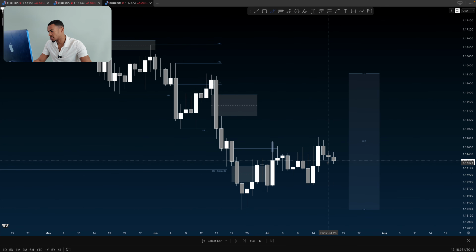So now sooner or later, what we should see on the euro is price either dump from here, or we're going to need to run liquidity again, potentially tap into this bearish array up here in that premium, and then dump lower.